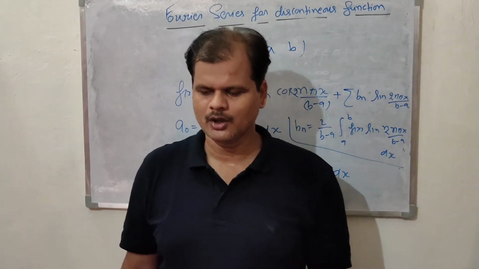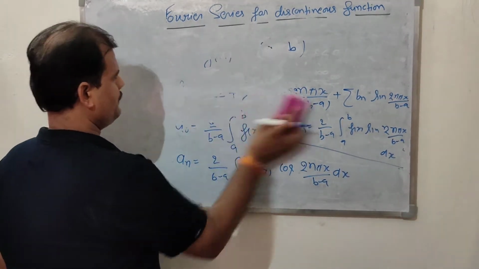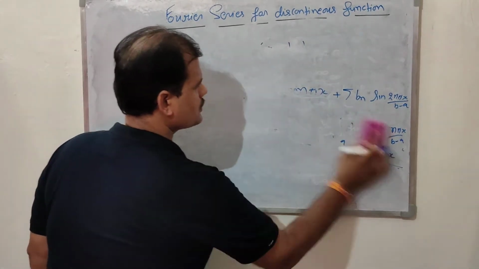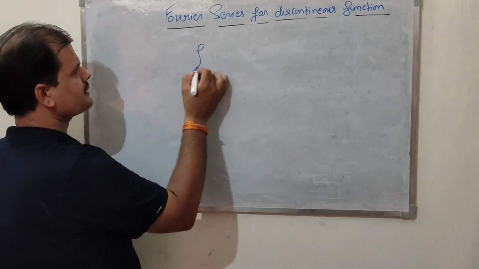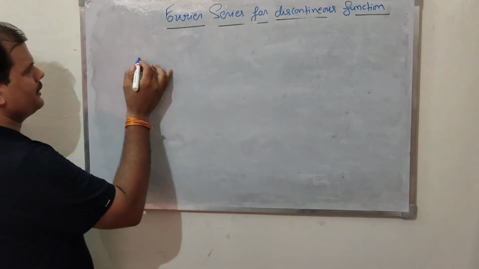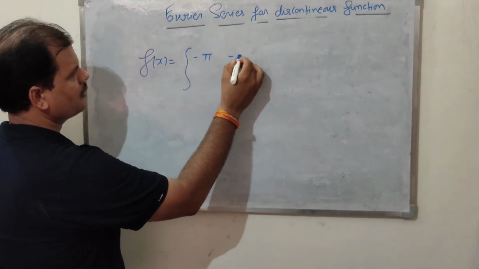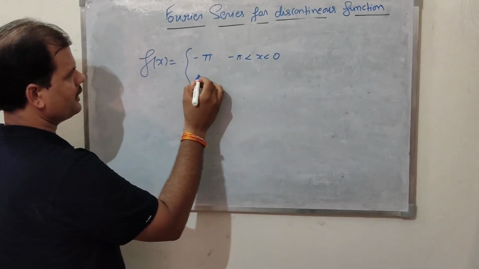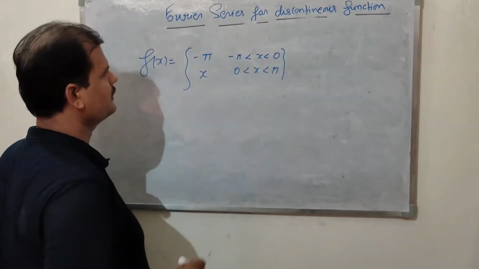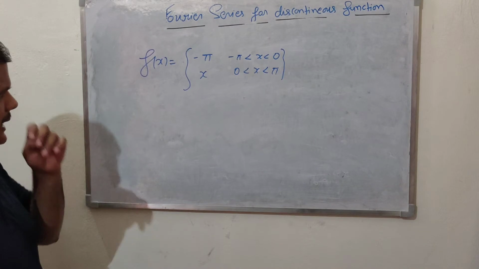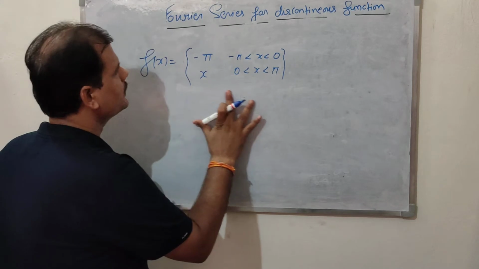Now let me take one example of how to write the Fourier series if f is a discontinuous function. I will take an example f(x) equal to minus pi when x varies from minus pi to 0, and x for x from 0 to pi. So here f is defined, and 0 is the point of discontinuity.